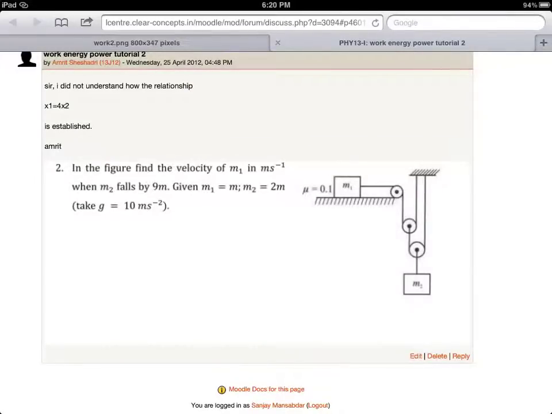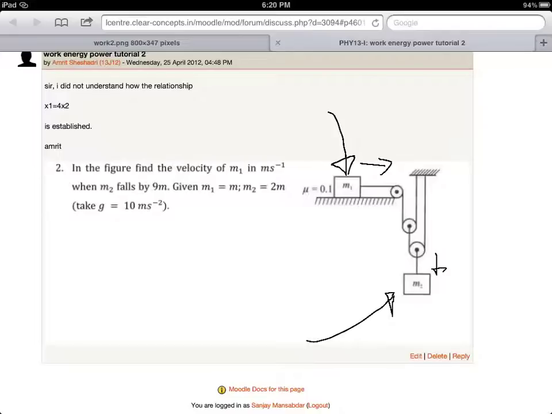Okay, Amrit, let's see how we can address your question. What you don't understand is the constraint relationship between this mass over here and this mass over here, right? Now, there are two ways of doing it. The best way to understand the first method, which is to figure out what happens to this when this moves by a small amount, is by reviewing the notes that we gave you on constraint relations in the chapter Newton's laws of motion.